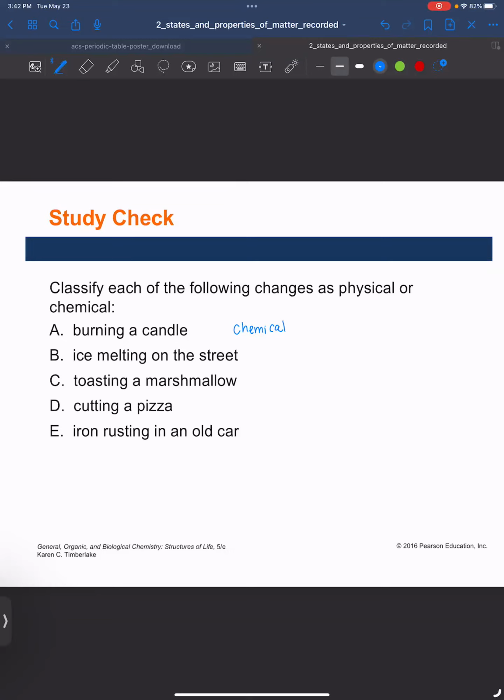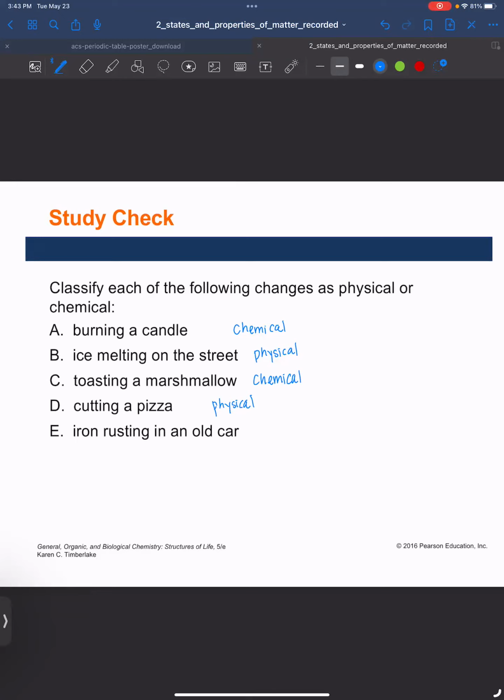Ice melting on the street, what did you say for that one? That's physical, good. See that word melting again, we're changing the state of matter, but not the identity of the ice. Toasting a marshmallow, good, that's chemical. As you can see, a lot of what we do in the kitchen when we cook our food are chemical reactions, and I will give those examples throughout our time together. Cutting a pizza, good, that's physical. We're not changing the identity of the pizza, we're just cutting it. So changing the shape there, that's a physical change.